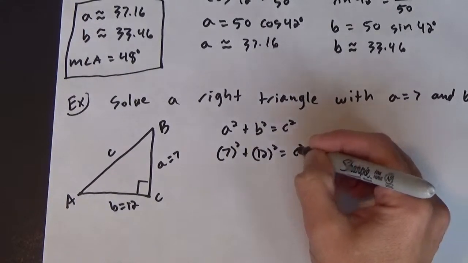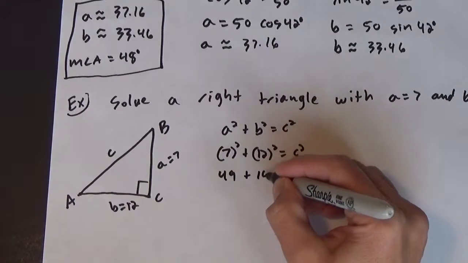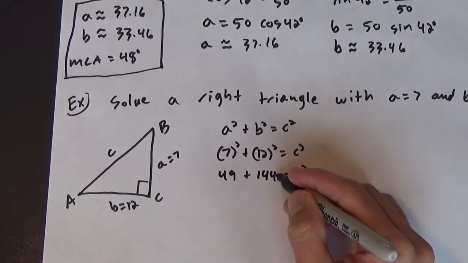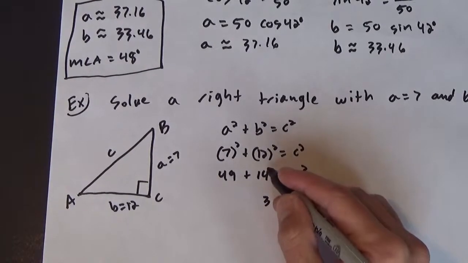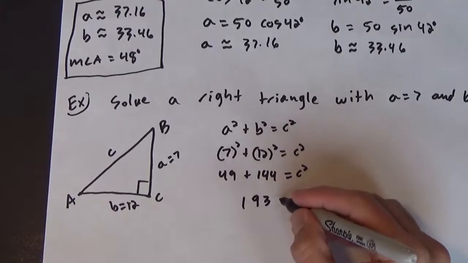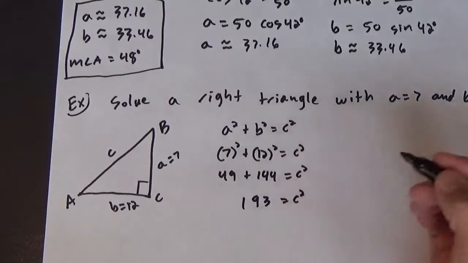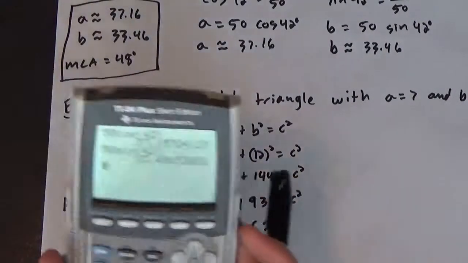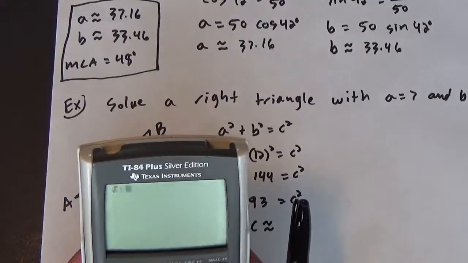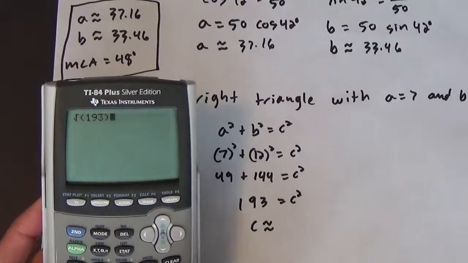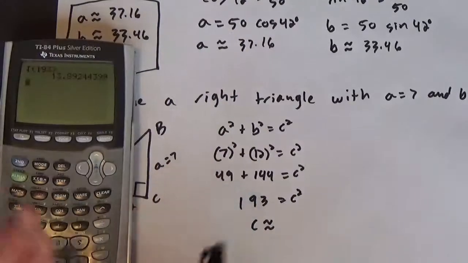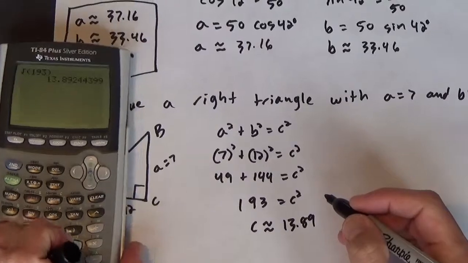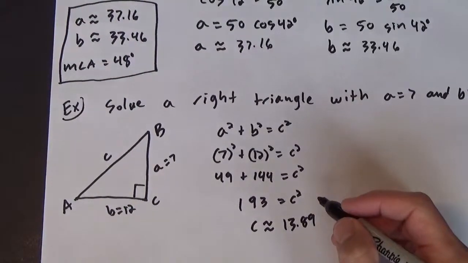So that's 49 plus 144 equals C squared. So what is that? 193 equals C squared. And then when we take the square root, C is approximately equal to the square root of 193, which is 13.89. Good. All right, so we got that part.